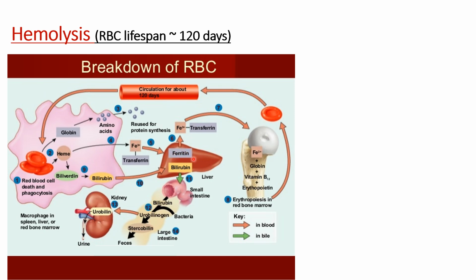If that iron needs to be recycled from ferritin, we will again hand it off to a molecule that will hold on to it, transferrin, send it into the bone marrow, and then create a new red blood cell with hemoglobin.